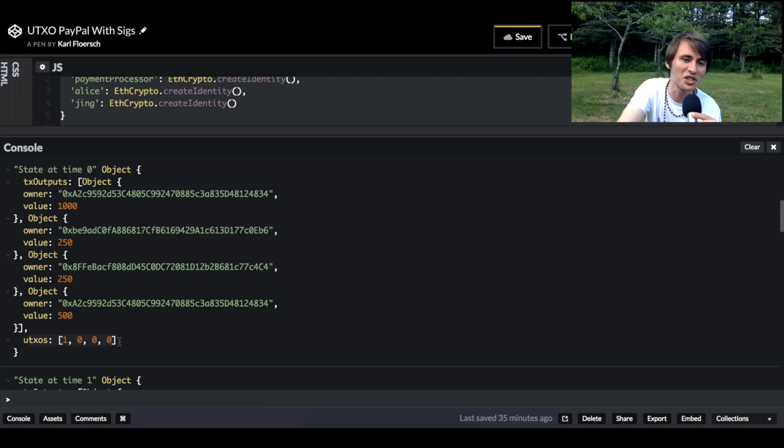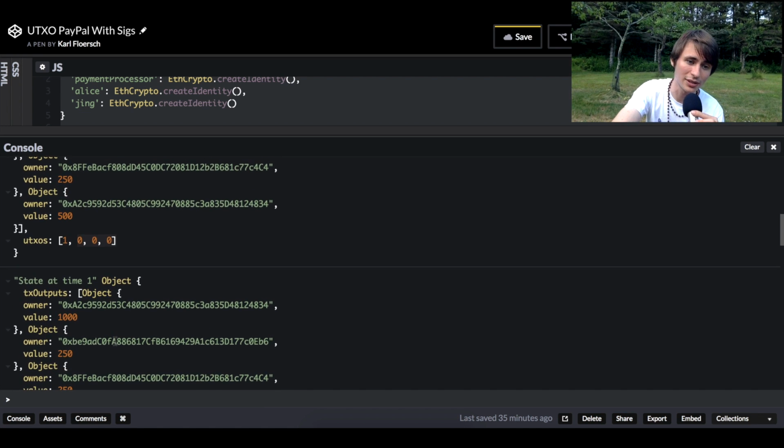And you'll notice that our list of UTXOs, right? This is our is spent list. We see that there's a 1 for the first one because we consumed this first output to create these 3 new outputs, and there are 3 unspent outputs after that. So this is the state object after applying our first transaction.